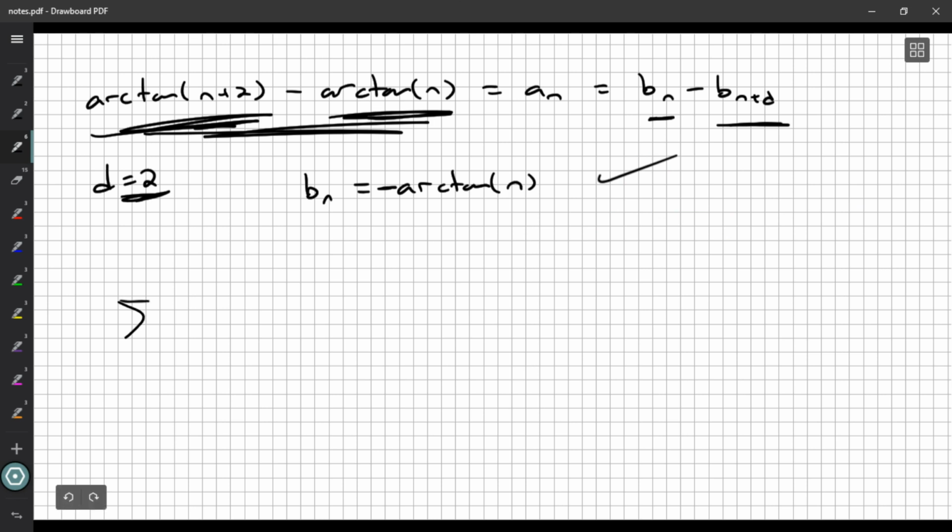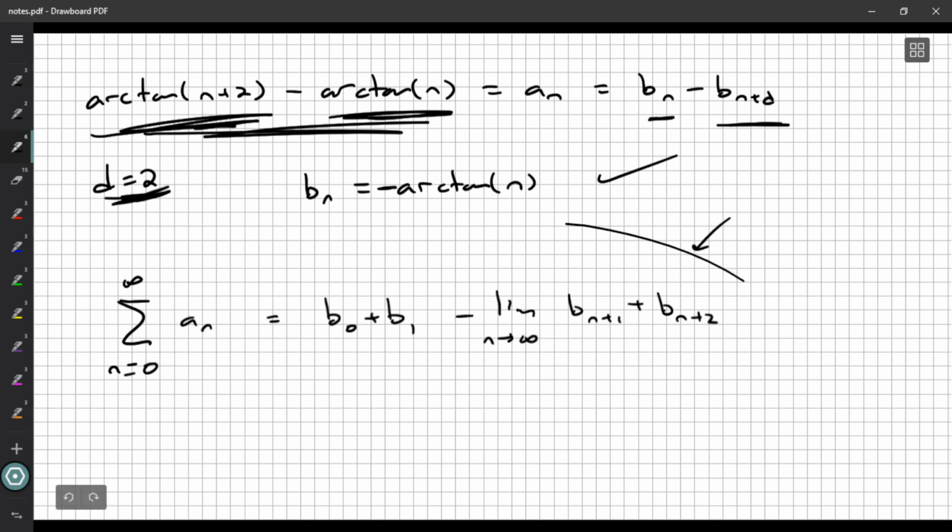And how do we evaluate? Oh, it's starting with n equals 0, isn't it? How do we evaluate a telescoping series? It's the sum of the first d many b terms. Since we're starting with index 0, it should be b_0 plus b_1 rather than b_1 plus b_2, minus the limit, as n tends to infinity, of d consecutive b terms, so 2 consecutive b terms, being added together. If this limit exists, the series converges, and it converges to this value.